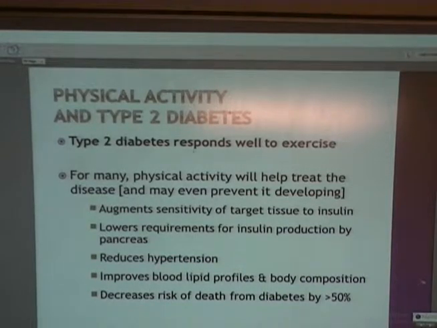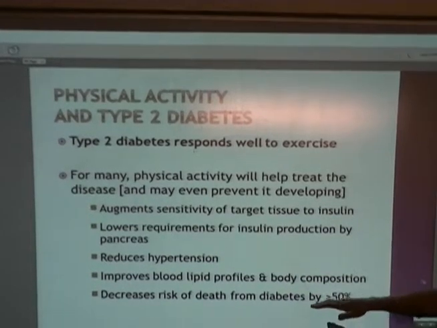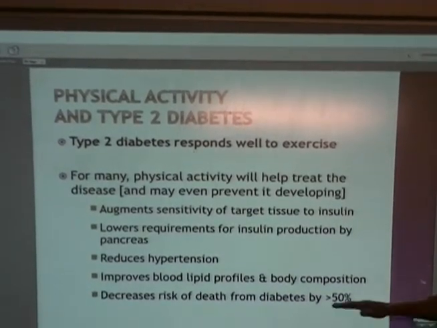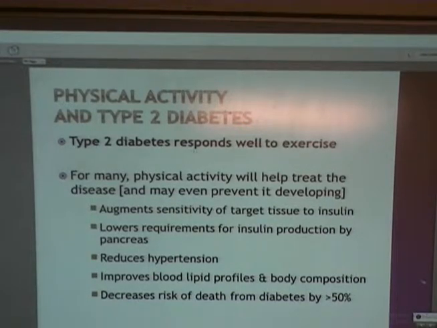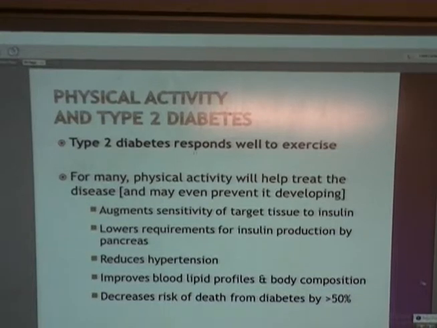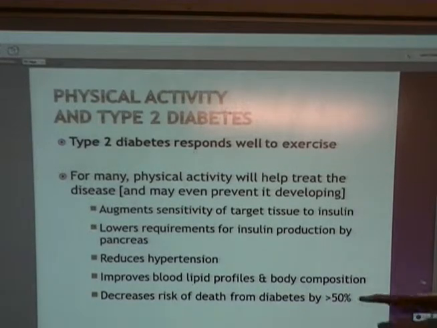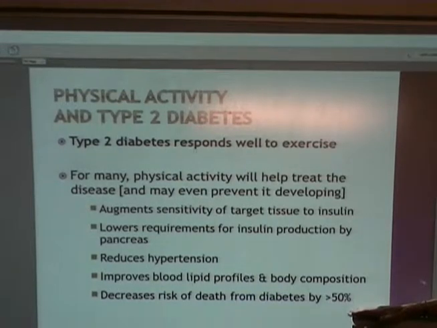Add to that the fact that exercise reduces hypertension and helps with body composition. Someone who is type 2 and exercises regularly, they estimate, could decrease their risk of death from complications of diabetes or cardiovascular disease by 50% or more. To me, that statistic alone ought to be enough to motivate someone with type 2 diabetes to move.